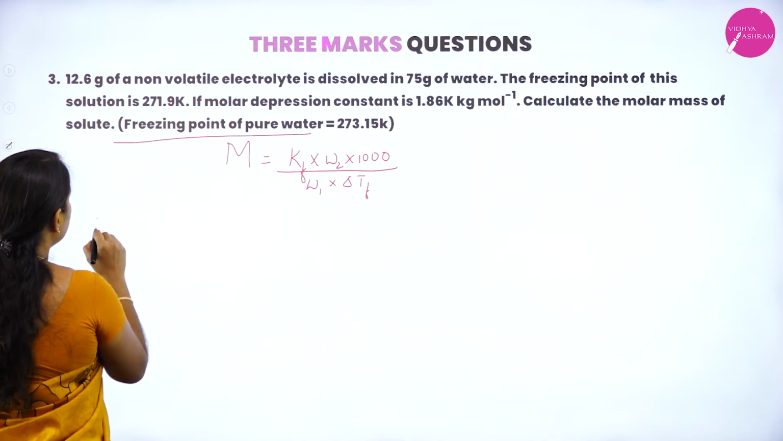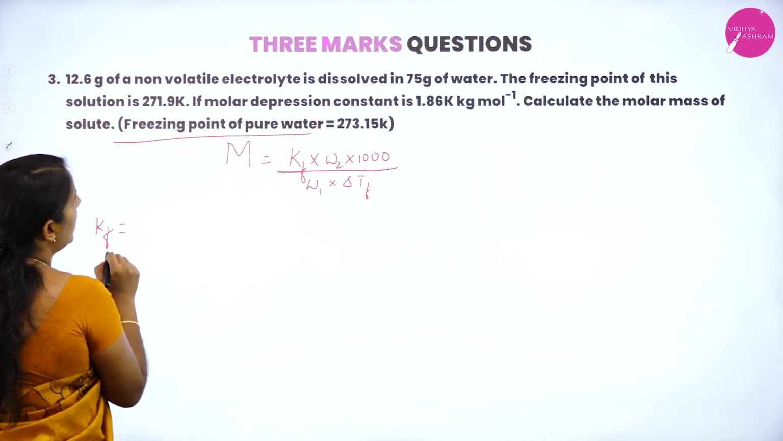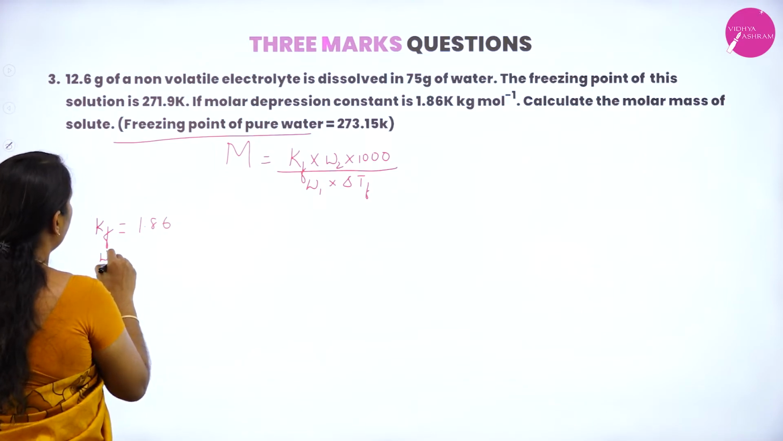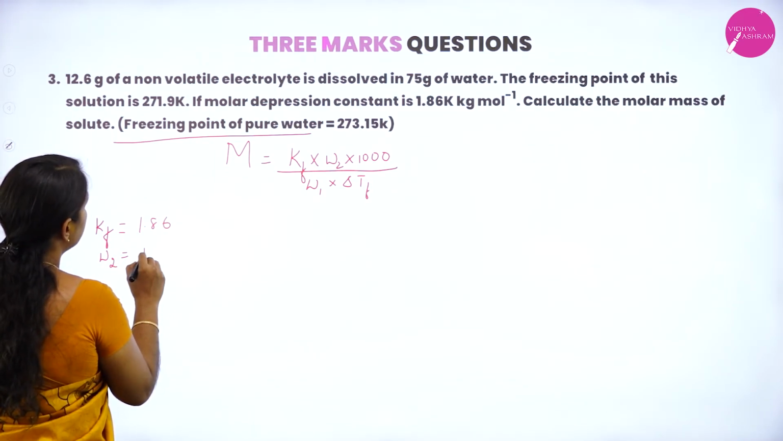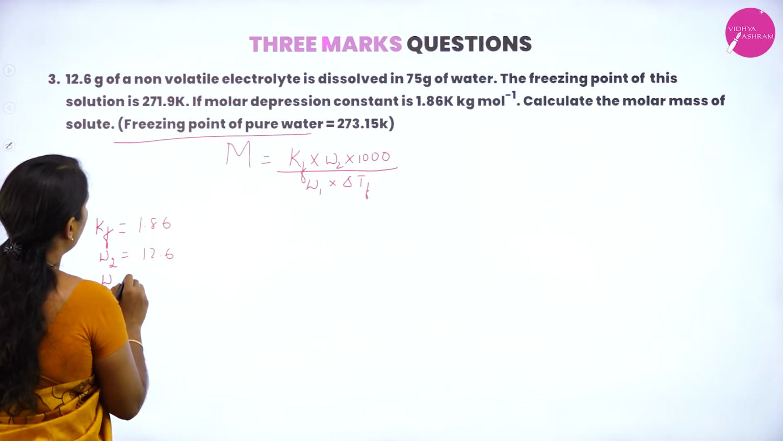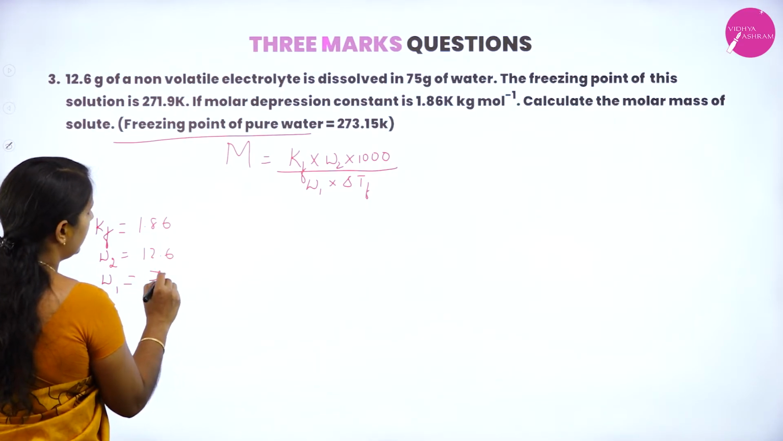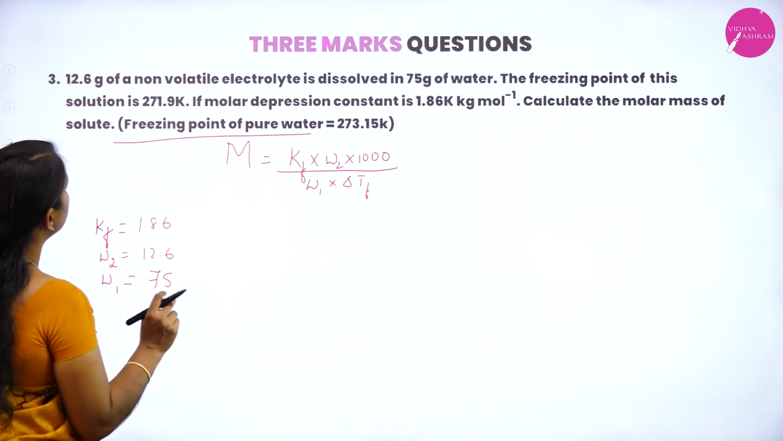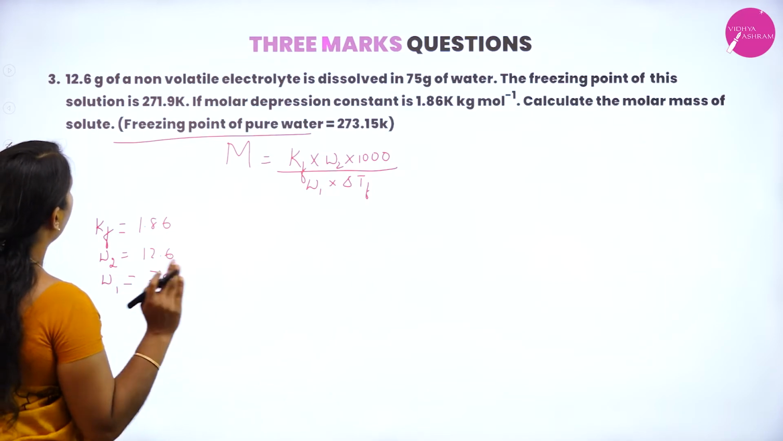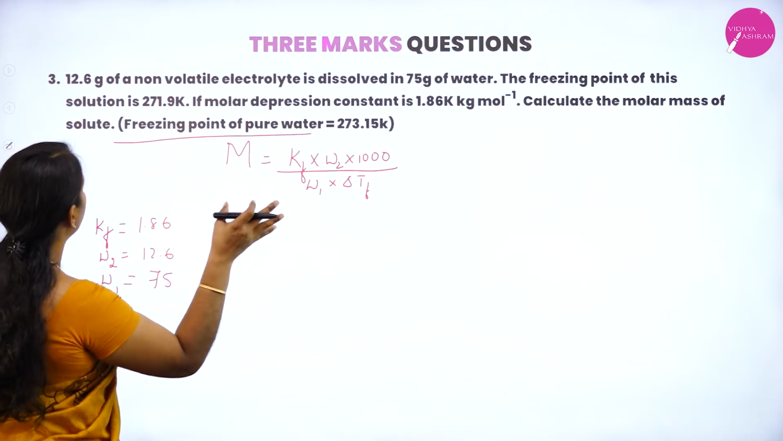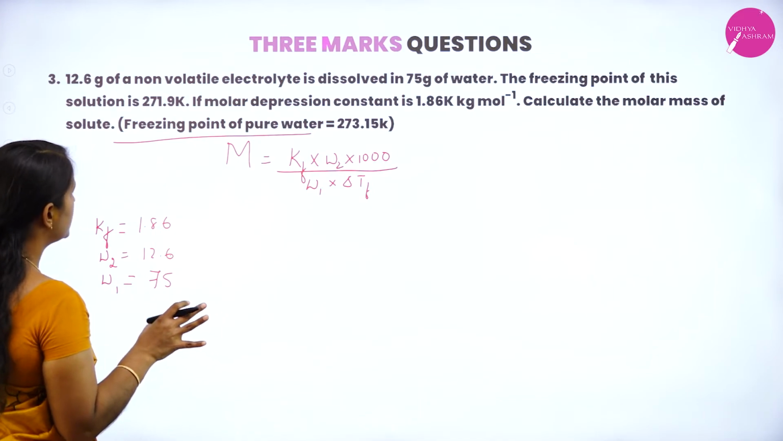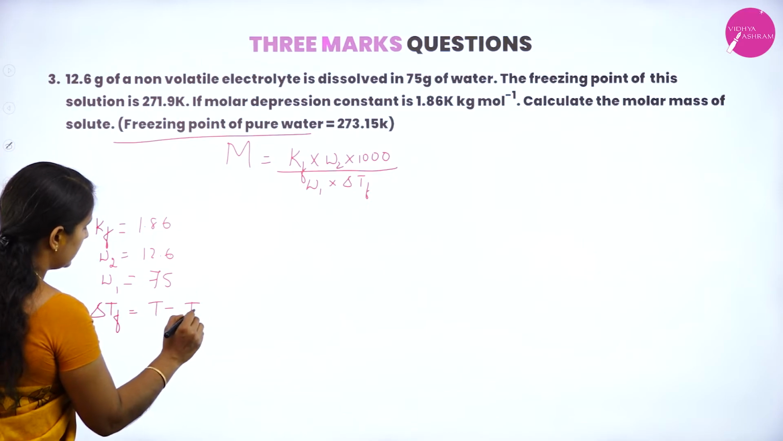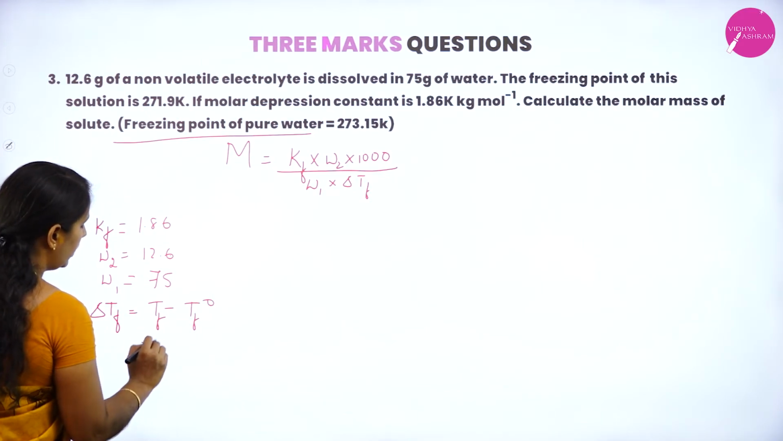Okay. So what is the Kf value? That is the molar depression constant value, 1.86. Next, the solute mass is 12.6. What is W1? W1 is nothing but 75 gram. This is the solute and this is the solvent. Freezing point of the solution is 271.9 Kelvin, and the freezing point of the pure water is also given. So we have to subtract to get delta Tf, that is Tf naught minus Tf.